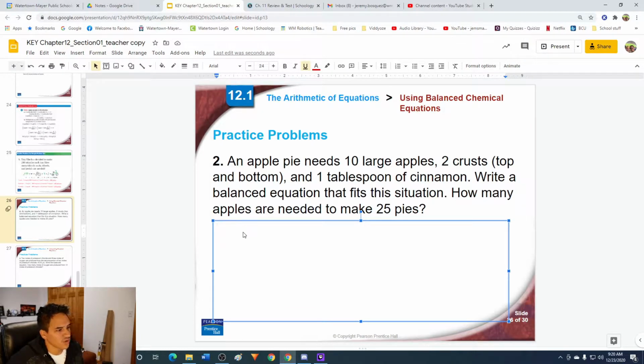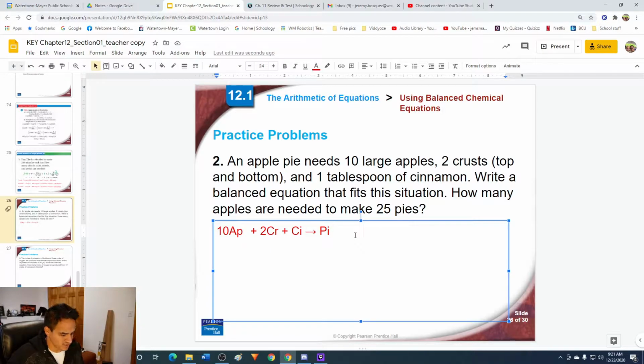First up, we are going to write the chemical reaction based on the description they're giving us. It says an apple pie needs 10 large apples. So we'll go 10 AP for apples, plus 2 crusts, so 2 CR, plus 1 tablespoon of cinnamon, so CI, and we don't need the 1. And that will make us 1 PI for pie, which we don't need the 1 either. So here would be our balanced chemical reaction based on the description in the problem. We need 10 large apples, 2 crusts, 1 tablespoon of cinnamon, and this will make us 1 pie.